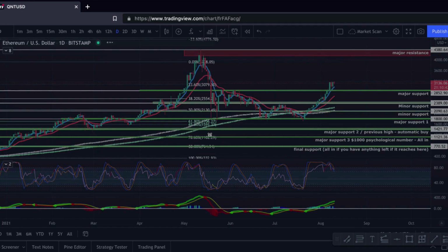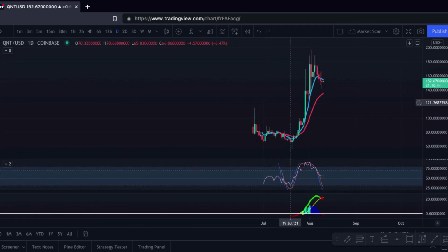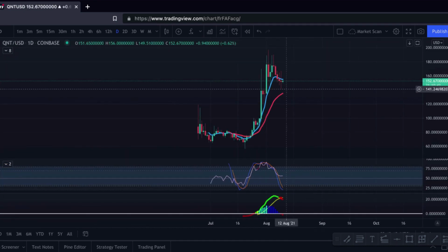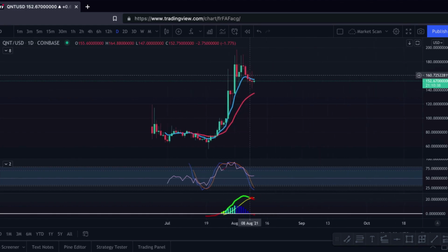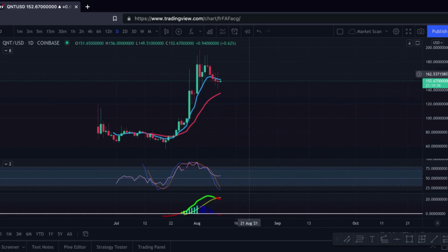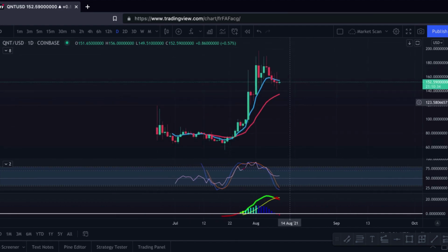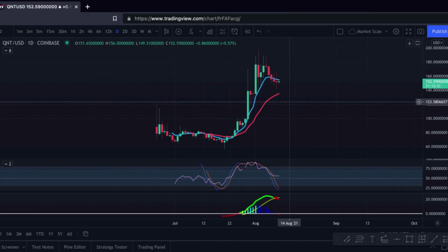All right, let's move on. I'm going to go to Quant because I love Quant, and Quant Network is both my favorite and my least favorite. It's my favorite because it made me the most money, but it's my least favorite because I lost the most money in opportunity cost on it.